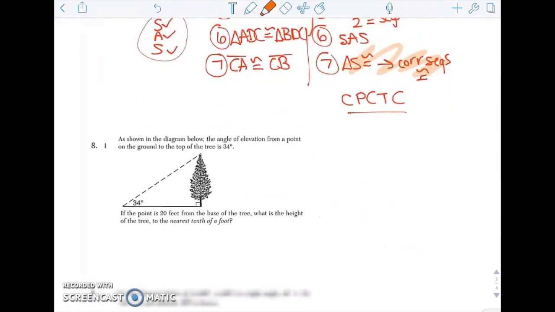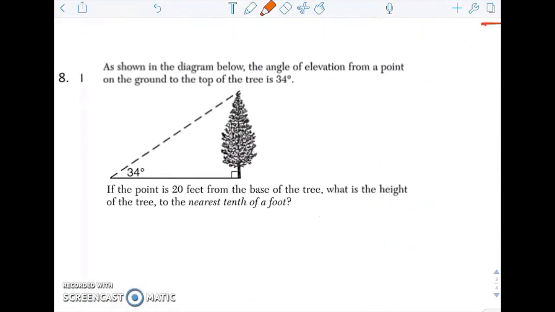All right, next question. Let's do a little trig. As shown in the diagram below, the angle of elevation from a point on the ground to the top of the tree is 34. Okay? If the point is 20 feet from the base of the tree, well, there's the base, so that means this is 20. What is the height of the tree to the nearest tenth of a foot?